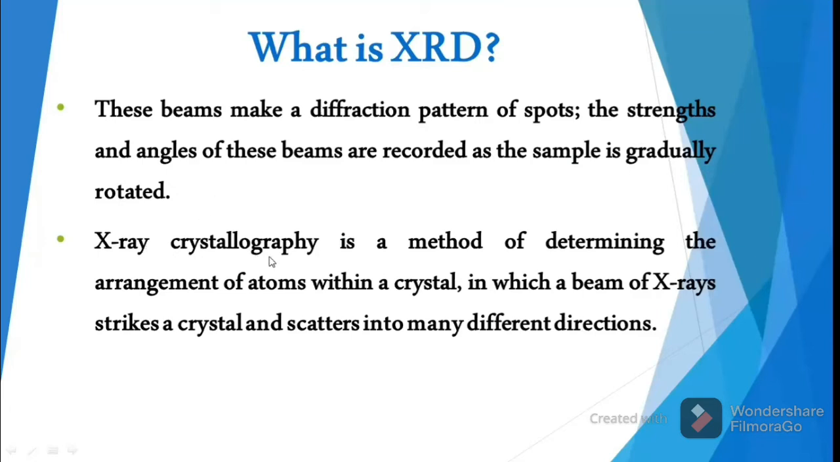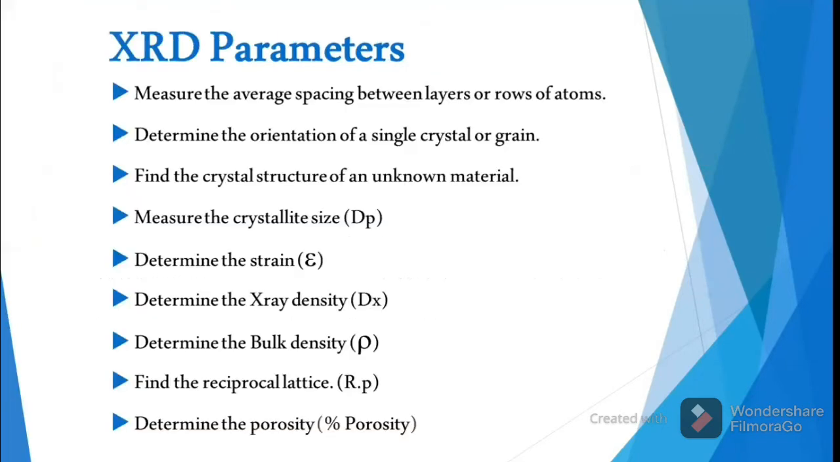So X-ray crystallography is a method of determining the arrangement of the atoms within the crystal. By the arrangement of the atoms, we can judge whether this crystal is cubic, hexagonal, monoclinic, or any other type of crystal. The beam of X-rays strikes a crystal and is scattered into many different directions, and these directions are according to their HKL parameters.